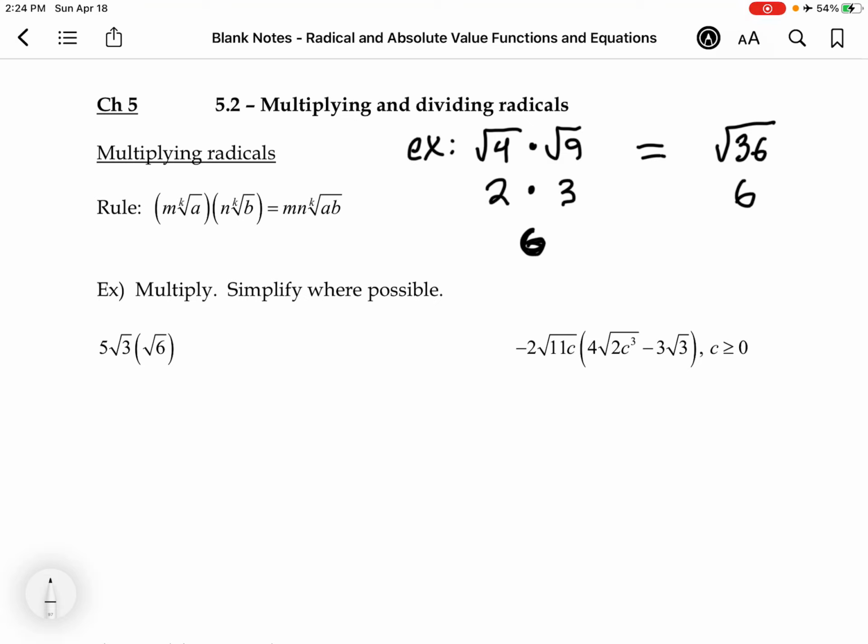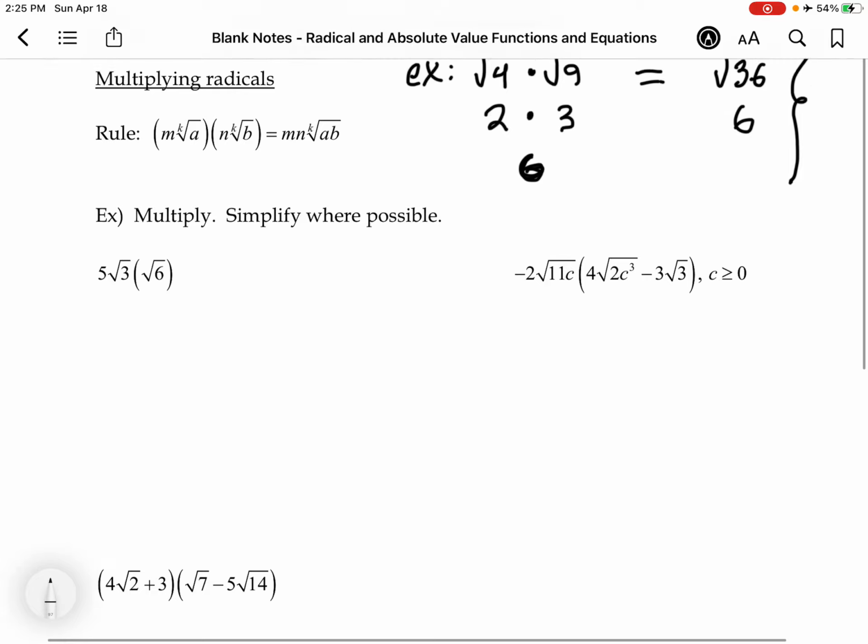And then, of course, if you have almost like a coefficient in front of the radical, then you would just multiply those together as well. Okay, so this is the general rule, and this is why it all works out. All right, so we're going to practice doing this. Now, what we're going to find is that after we multiply radicals together, they can often be simplified. So we're going to have to do that as well.